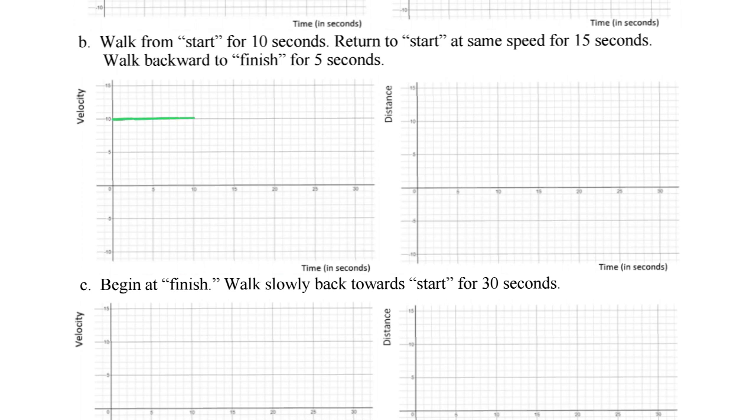And then I'll return to start at the same speed for 15 seconds. So I'll pick the same speed. I went up here 2 units, so I'll go down 2 units for the following 15 seconds. And the last 5 seconds, you're walking backwards, which means you're going to go forward the last 5 seconds. The distance graph will be slanted lines, but at this point you also need to consider that the slope will be the same throughout the whole problem.